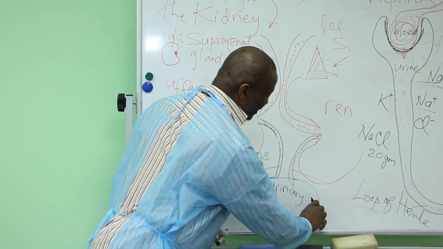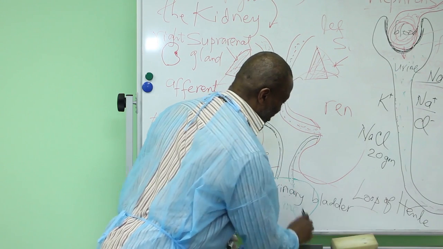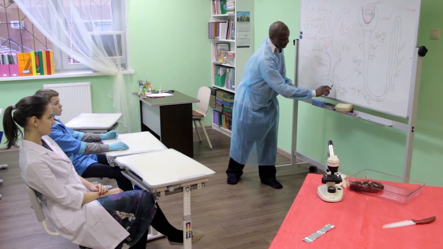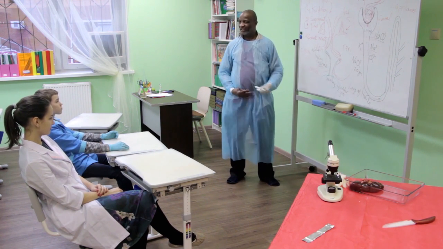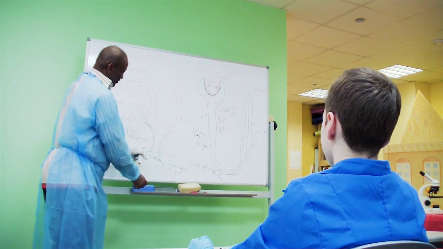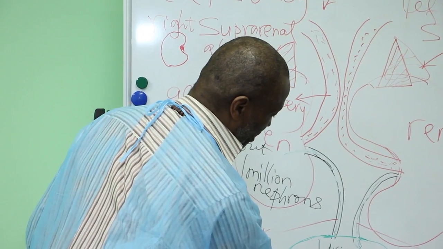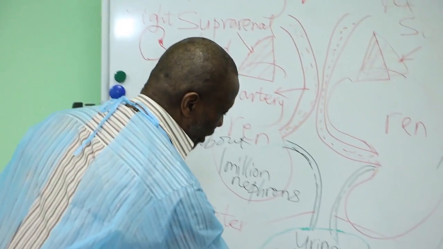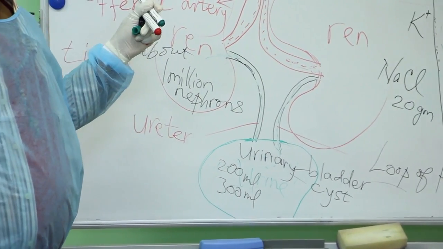This is called the urinary bladder. Or you could call it urinary cyst. Cyst means bladder. Bladder means storage organ. So all the urine now could come here first. The urine will come maybe 200 mils, up to 300 mils. You could carry it. You don't feel it. You understand?